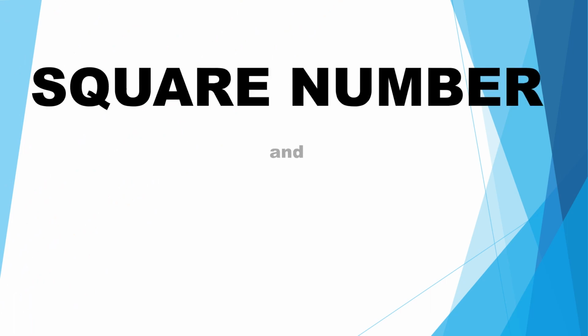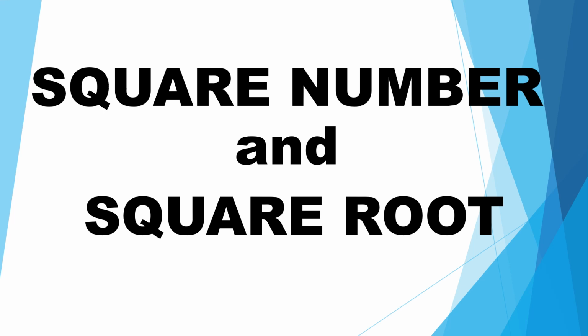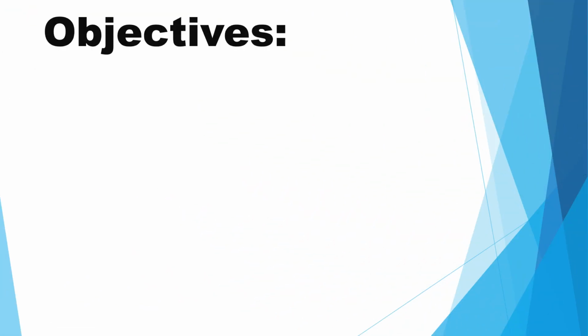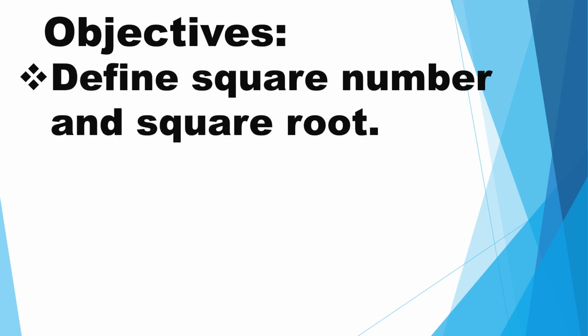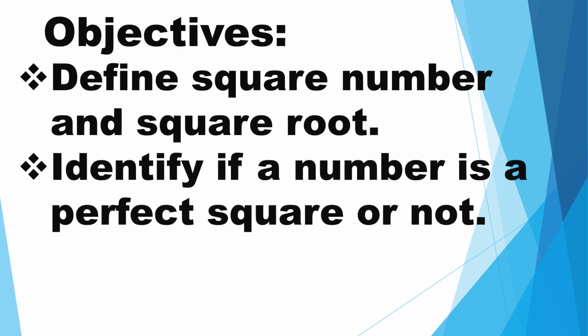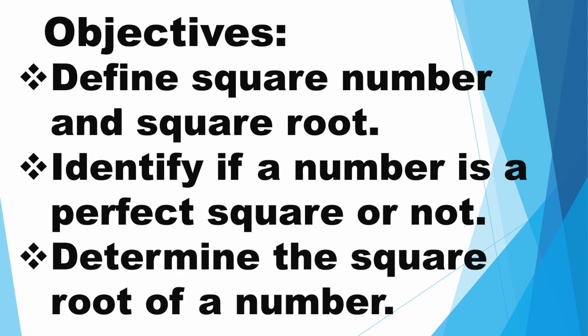Our lesson for today is about square number and square root. Our objectives for this lesson are: define square number and square root, identify if a number is a perfect square or not, and determine the square root of a number.